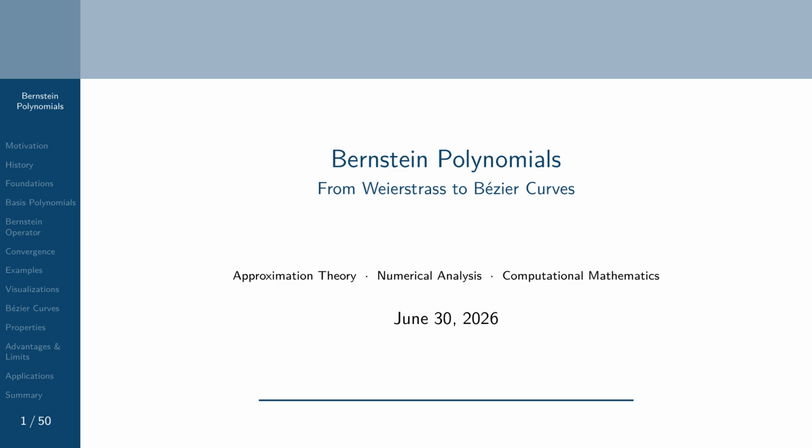Welcome. Today we study one of the most elegant objects in approximation theory, the Bernstein polynomials. Our journey runs from a pure existence theorem of Weierstrass in 1885 through Bernstein's constructive probabilistic proof of 1912, all the way to the Bézier curves that power modern computer graphics and computer-aided design. The thesis of this lecture is simple. One formula ties together probability, approximation theory, and geometric design.